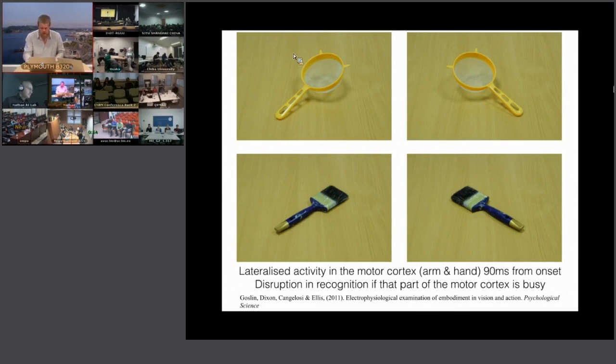So the suggestion, at least, is that we're constructing some kind of motor plan, and that fits with the sensory motor idea that we're doing some kind of simulation. If I perform this kind of action, what would the sensory consequences be? And they may facilitate the recognition by the visual cortex or whatever.